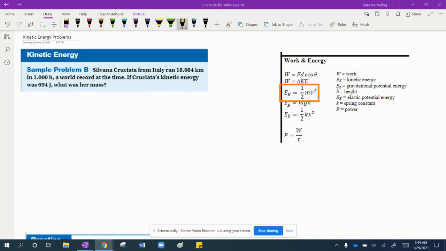Okay, so here is sample problem B. It's about Silvana Cruciata, who is a runner from Italy, says that she ran 18.084 kilometers in 1 hour, which was a world record at the time. If Cruciata's kinetic energy was 694 joules, what was her mass?